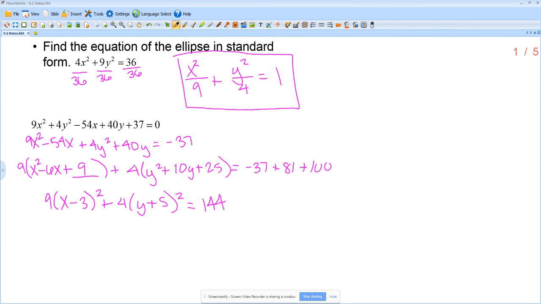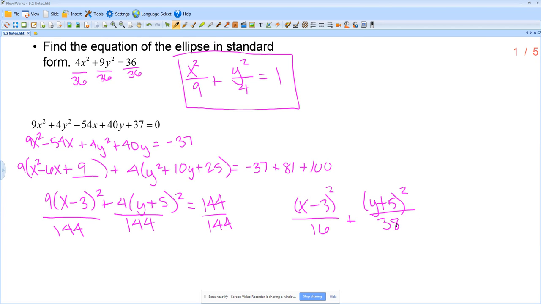Now I'm almost in standard form. I have to have this equal to 1 in order for it to be an ellipse. So I'm going to divide by the 144 to all three of my terms. 9 144ths is going to give me a 16th, so I'll have x minus 3 squared over 16, plus 4 over 144 is a 36th, so I'll have y plus 5 squared over 36 is equal to, again, 1.